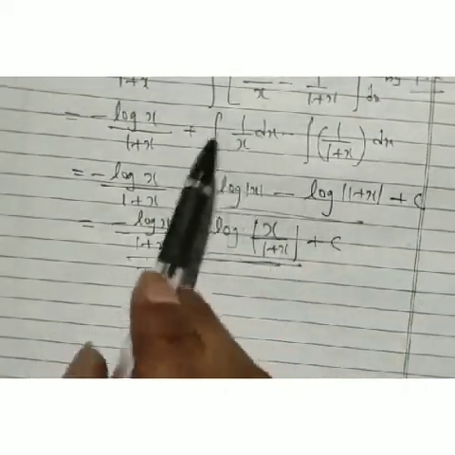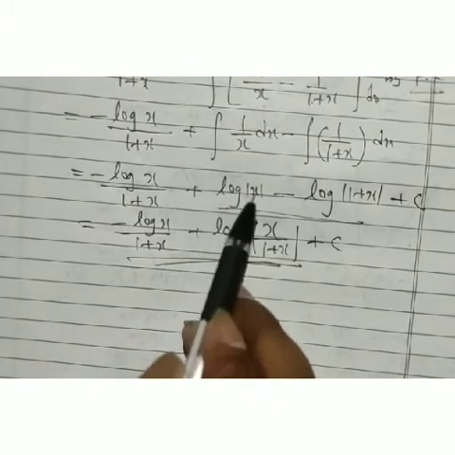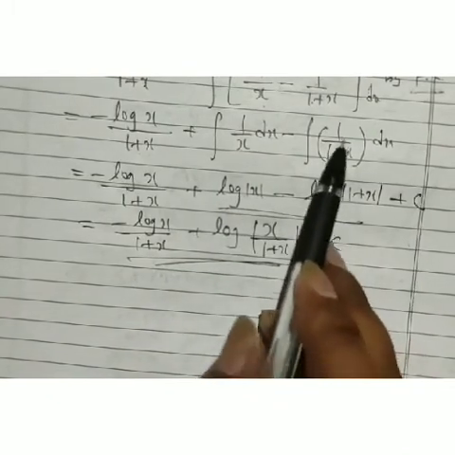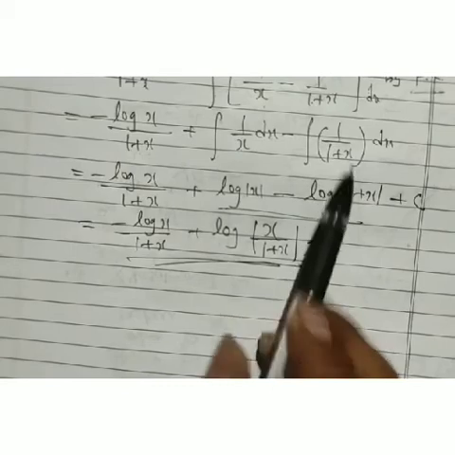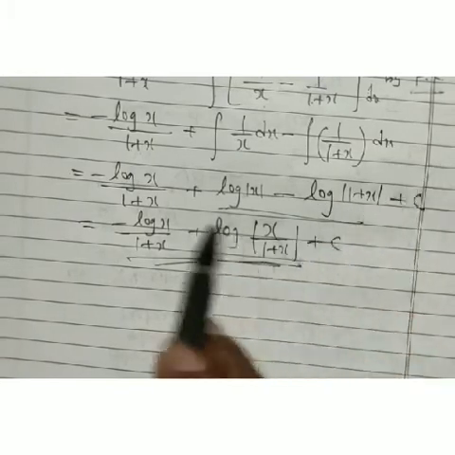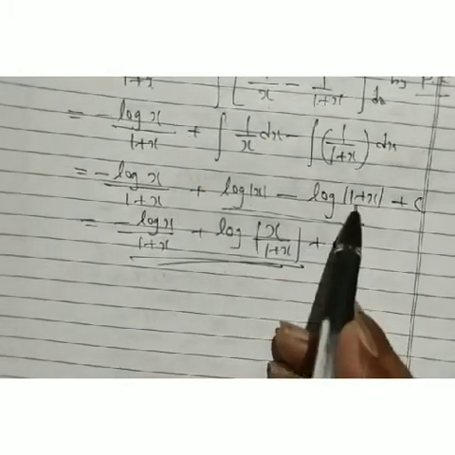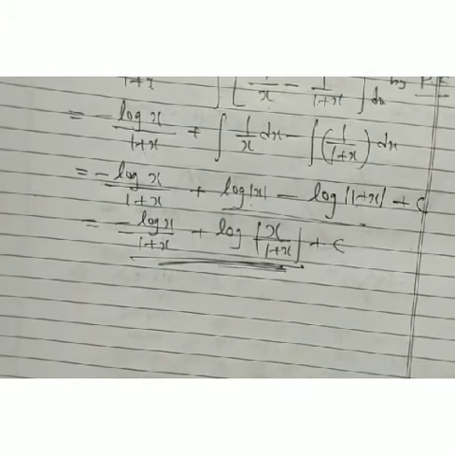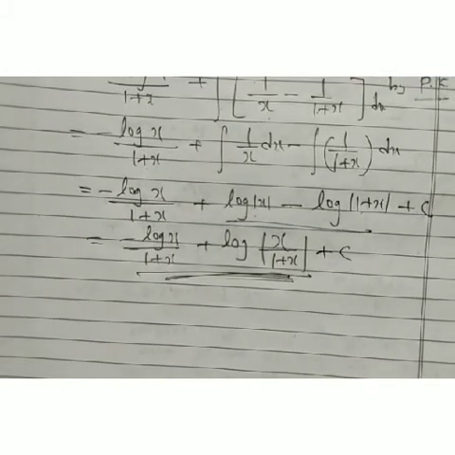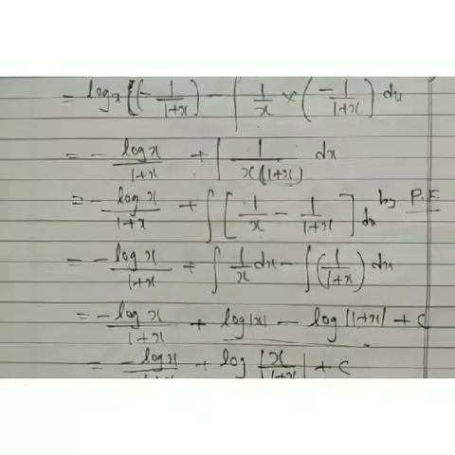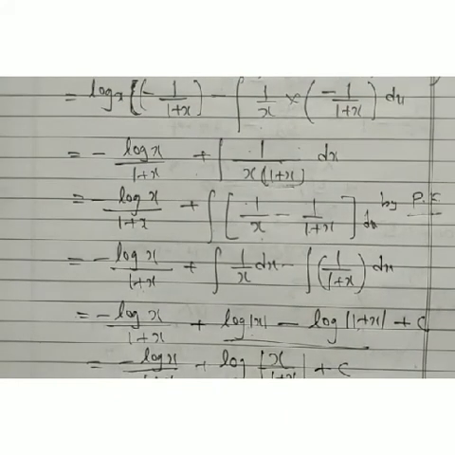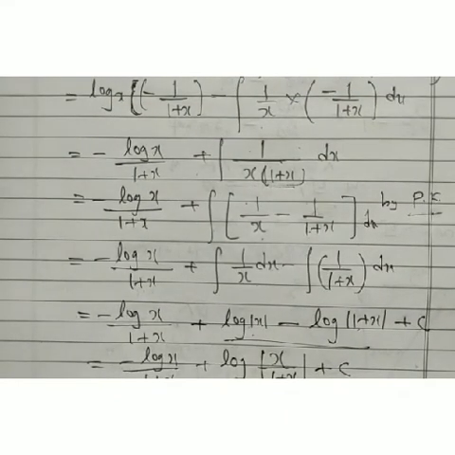What is the integration of 1 by x dx? It's log x, and the integration of 1 upon 1 plus x is log of 1 plus x plus c. After that we use the log m minus log n concept, then we can write log m by n. Now this is enough for today. Tomorrow we come again with the same problem, with some selected board problems. I'm going to explain some board problems tomorrow.